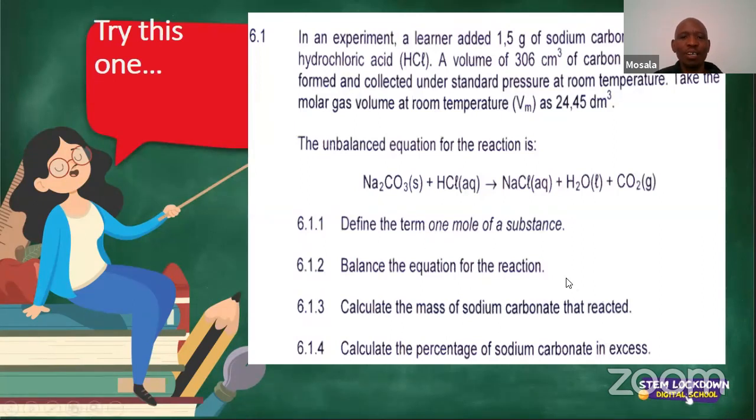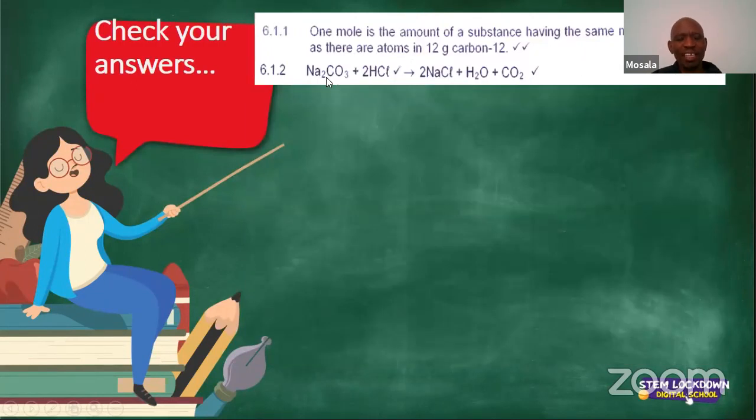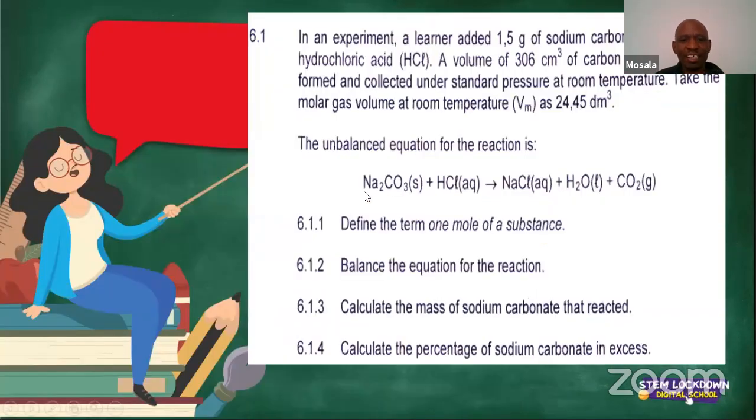Let's see how we go about balancing the equation. Let's go back to the equation so that we can see the procedure. You have this equation, it is clearly unbalanced. Now let's try to balance it. If you look here, there are two atoms of sodium on the left, so we go to the right and we put a 2 here.